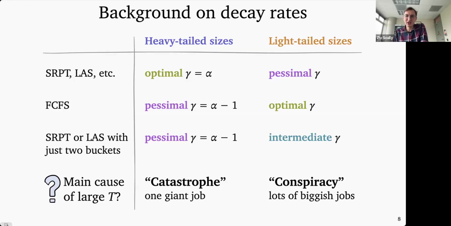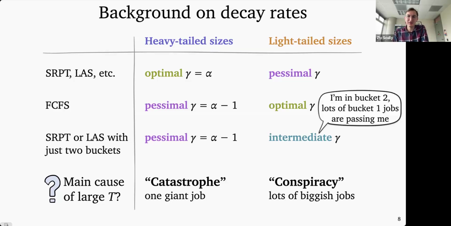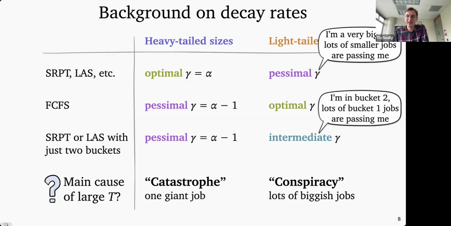And so what's the intuitive cause of these long delays? It's when you're in bucket 2 and there are lots of bucket 1 jobs passing you, right? That's not as bad as the case where you're very big and any job that's smaller is passing you. At least it's restricted to bucket 1 jobs passing you, but it's still a lot. So it's still going to give you a bad decay rate.